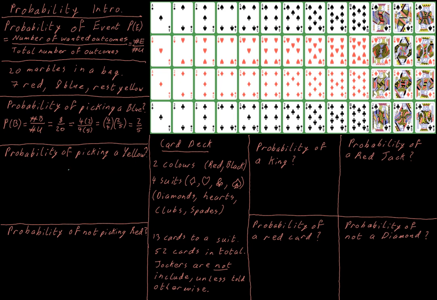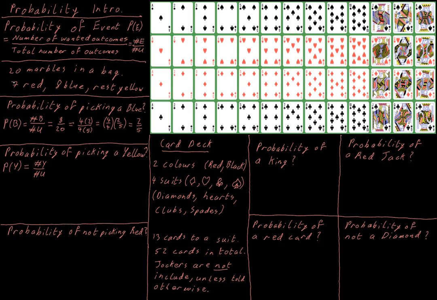Let's do one now for yellow. So probability of picking a yellow. So we write down what we're asked for, and we describe it to ourselves in mathematical language, the number of yellow marbles divided by the total number of marbles in our universe, in our bag. But we have a problem this time. I don't actually know how many yellow marbles I've got yet.